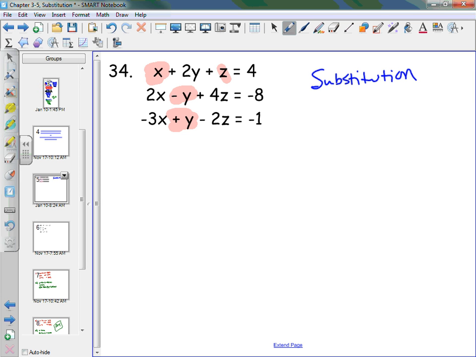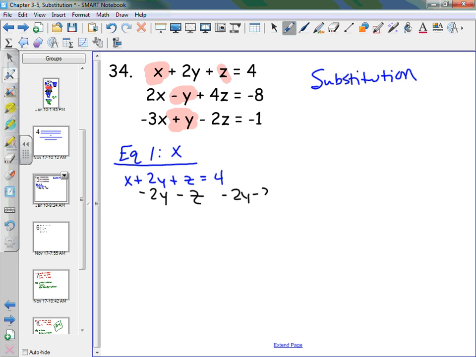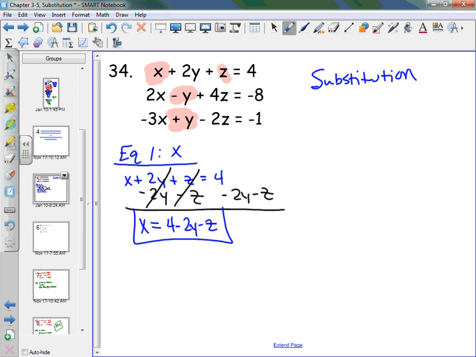Let's make it really easy, and let's do equation 1. And if I make it really easy, which letter do you want to solve for? X or Z? X. So if I'm solving for x, I have x plus 2y plus z is equal to 4. Now I have to get everything that's on the same side as the x onto the opposite side. So what has to go away? 2y and z. So I'm going to subtract 2y and I'm going to subtract z, and I'm going to do that in one step. So I have x is equal to 4 minus 2y minus z. Done.